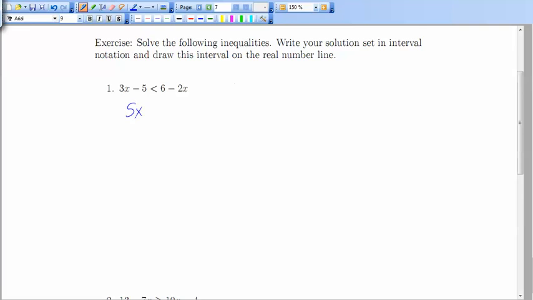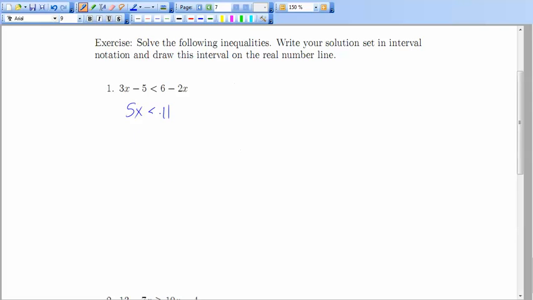And let's get all the constants over on the right by adding 5 to both sides. Now when we do this, it doesn't change the direction of the inequality. When you add or subtract terms from both sides of the inequality, it doesn't change the direction of your inequality symbol. Now my last step here is I'm going to divide both sides by 5.